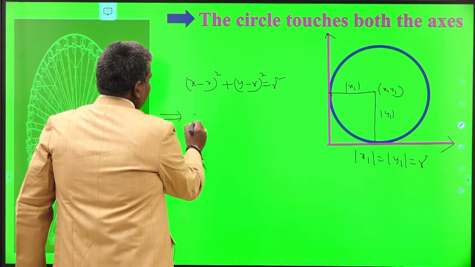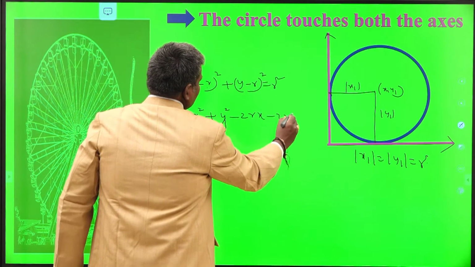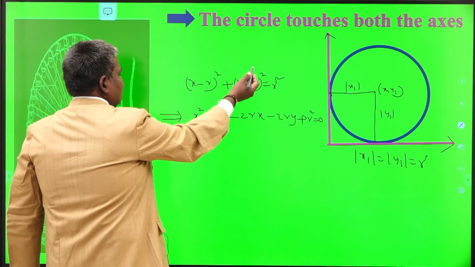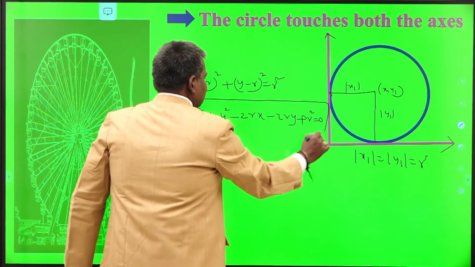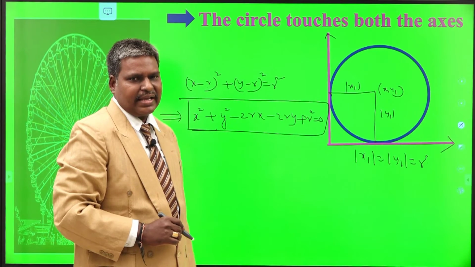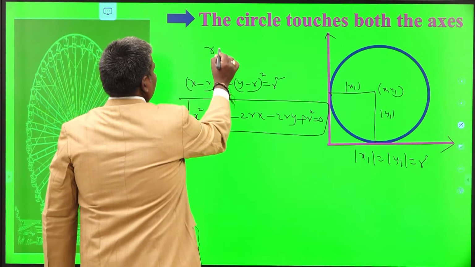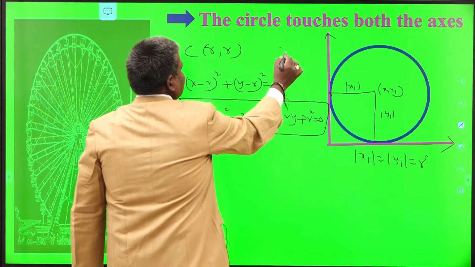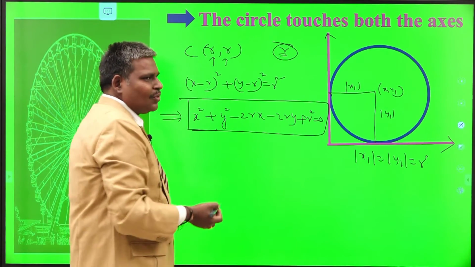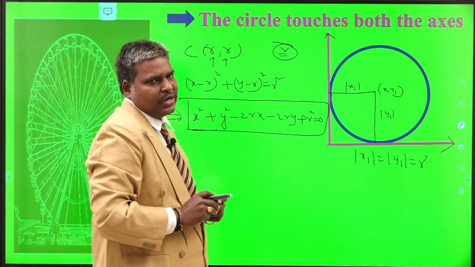On simplifying, what happened? x square plus y square minus 2rx minus 2ry plus r square equal to 0. One r square gets cancelled, plus r square is remaining. This is the equation of circle having radius r units touches both coordinate axes. At that time, your center is what? r comma r. Your center is at r comma r. Radius is simply r. This is always positive, my dears. The center coordinates may change depending upon the quadrant. I am showing this figure in the first quadrant itself only.